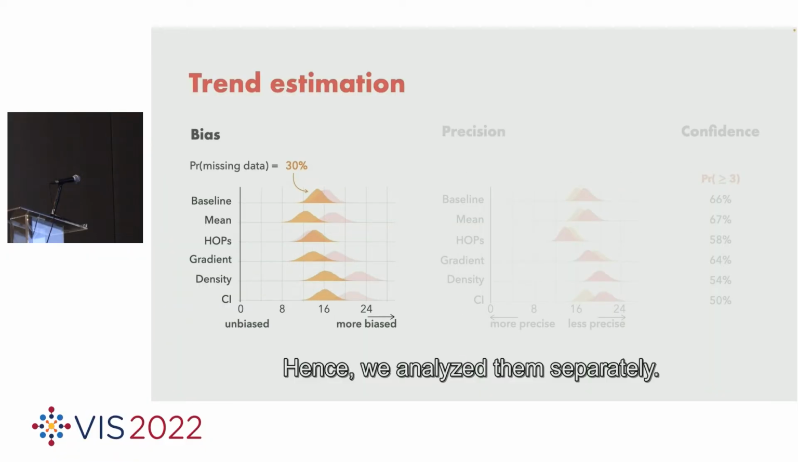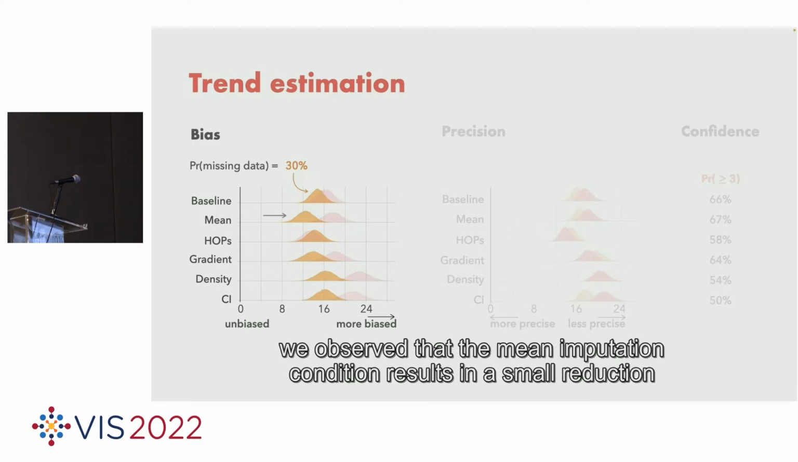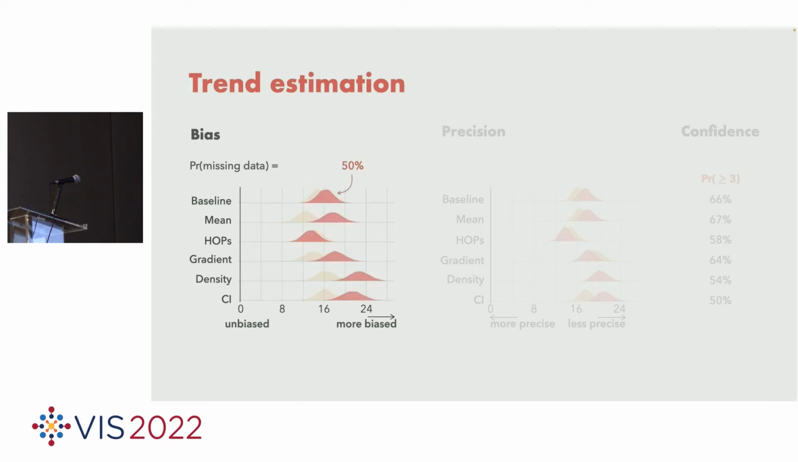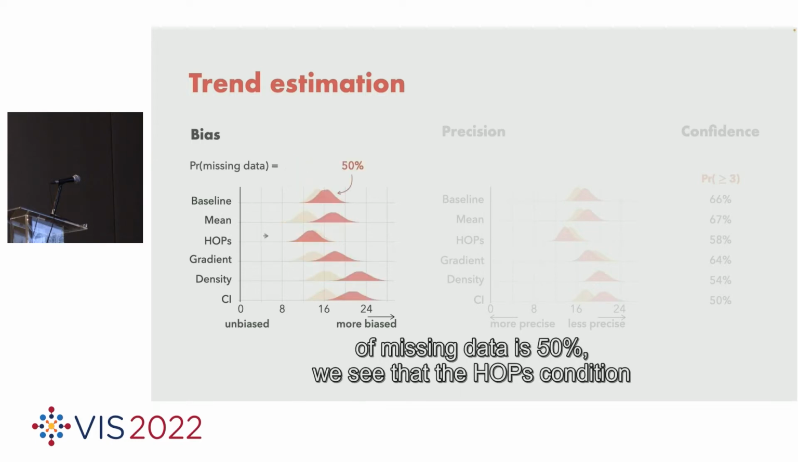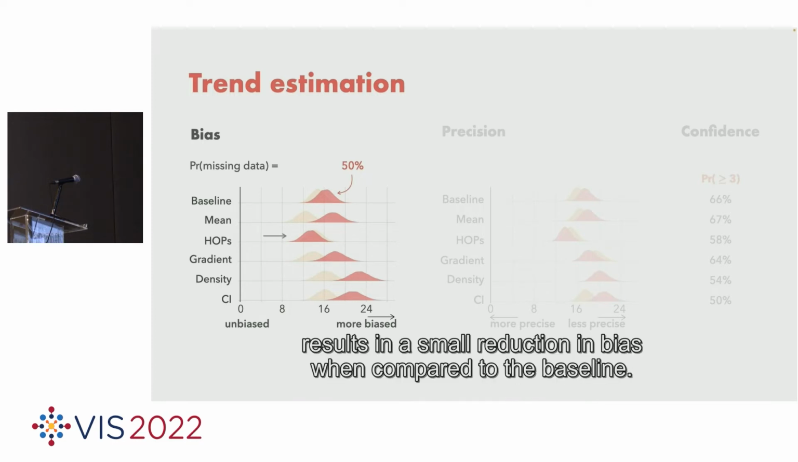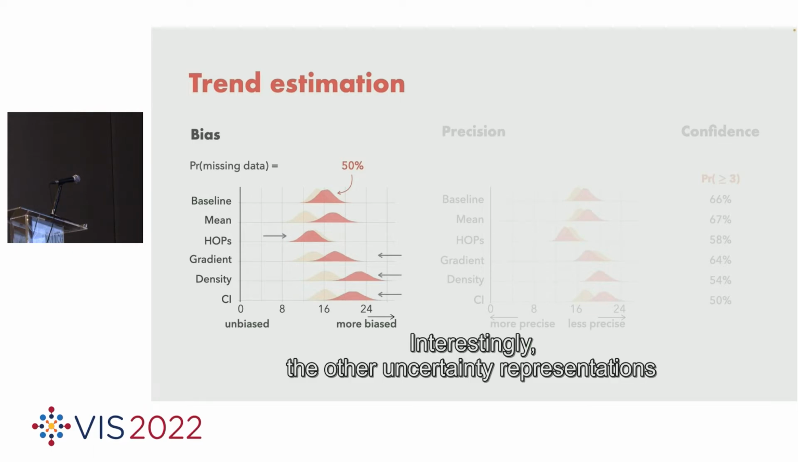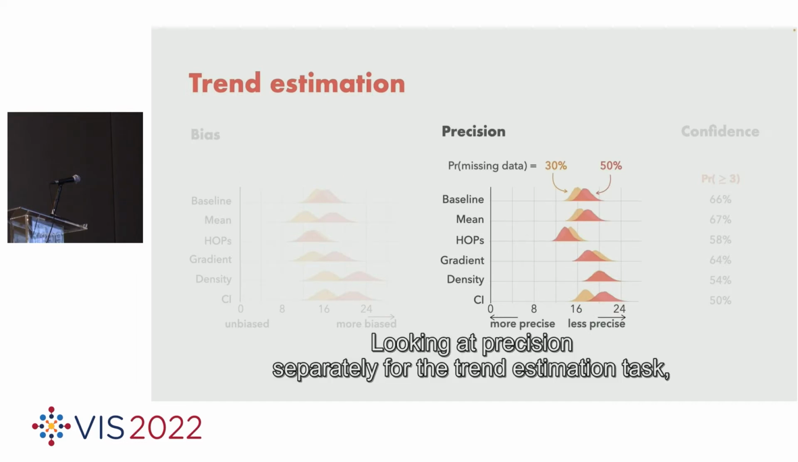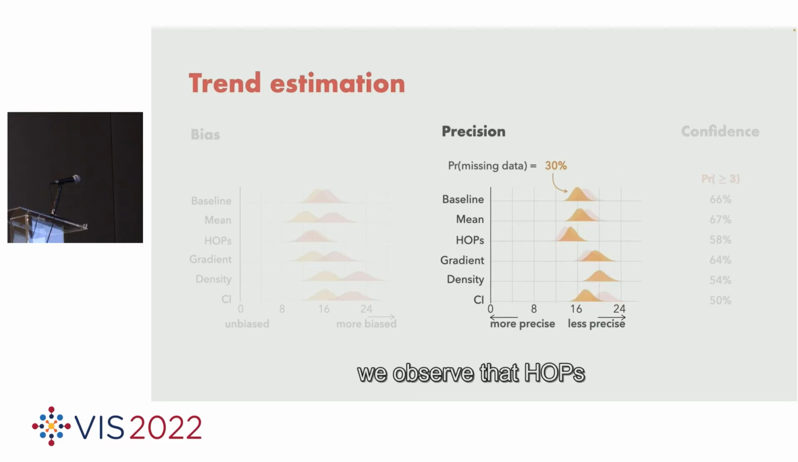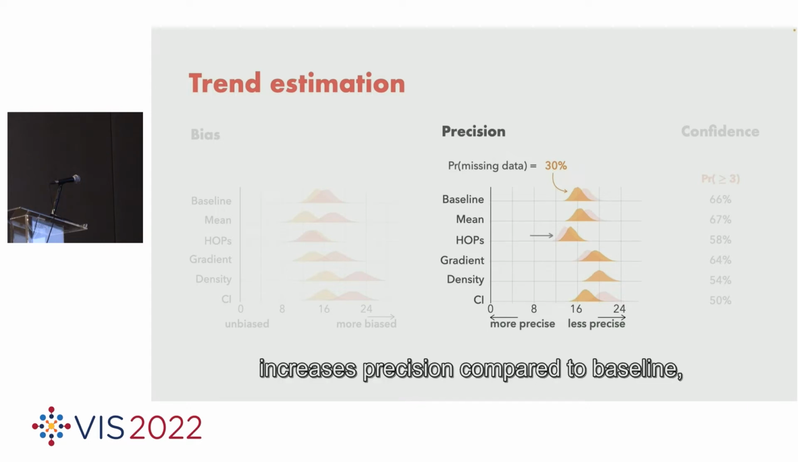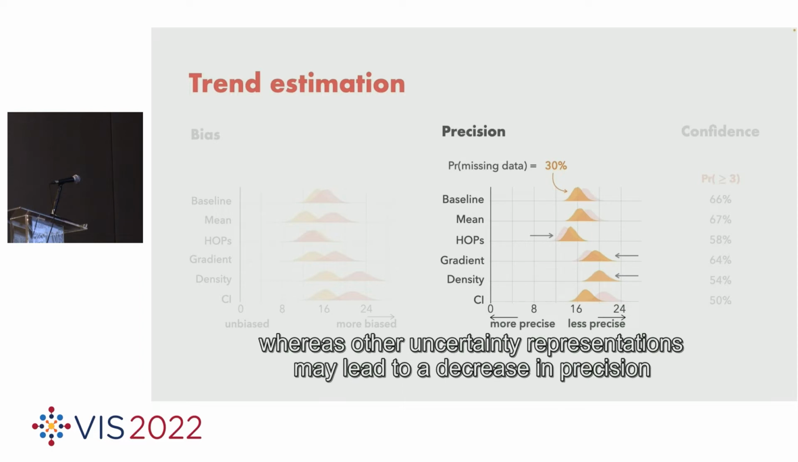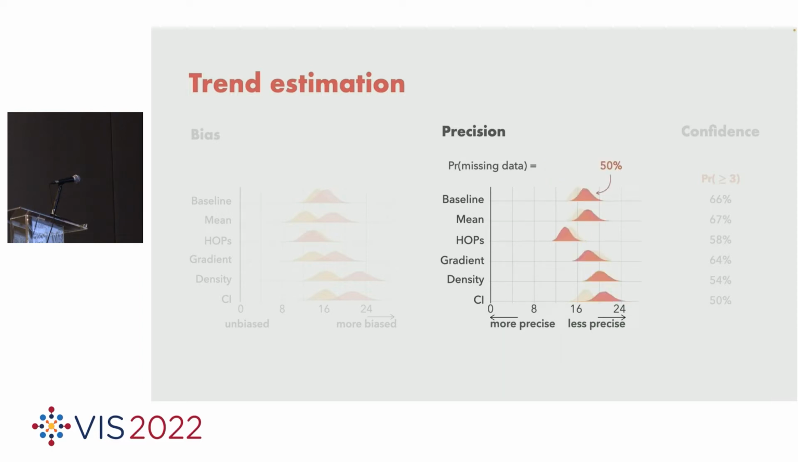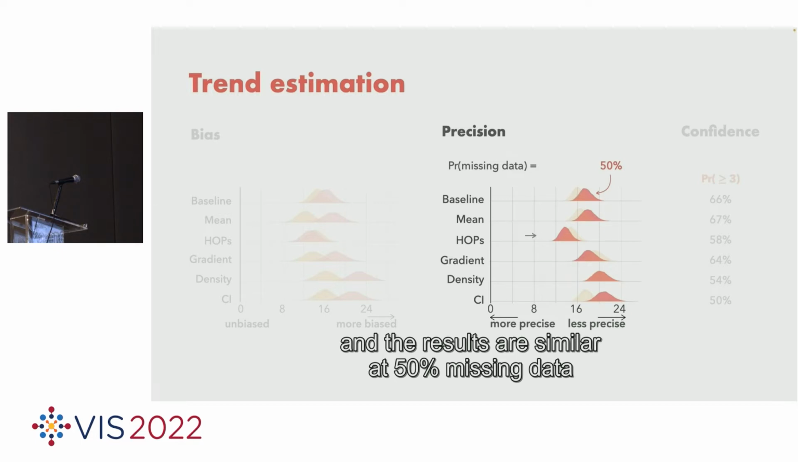When the proportion of missing data is lower, that is 30%, we observe that the mean imputation condition results in a small reduction in bias when compared to the baseline. When the proportion of missing data is 50%, we see that the hops condition results in a small reduction in bias when compared to the baseline. Interestingly, the other uncertainty representations might actually increase bias. Looking at precision separately for the trend estimation task, we observe that hops increases precision compared to baseline, whereas other uncertainty representations may lead to decrease in precision. And the results are similar at 50% missing data proportion condition.